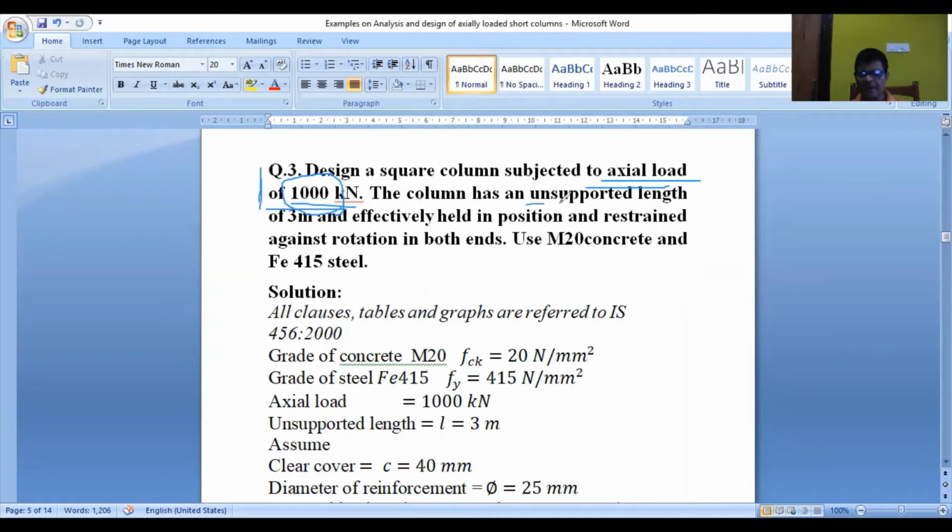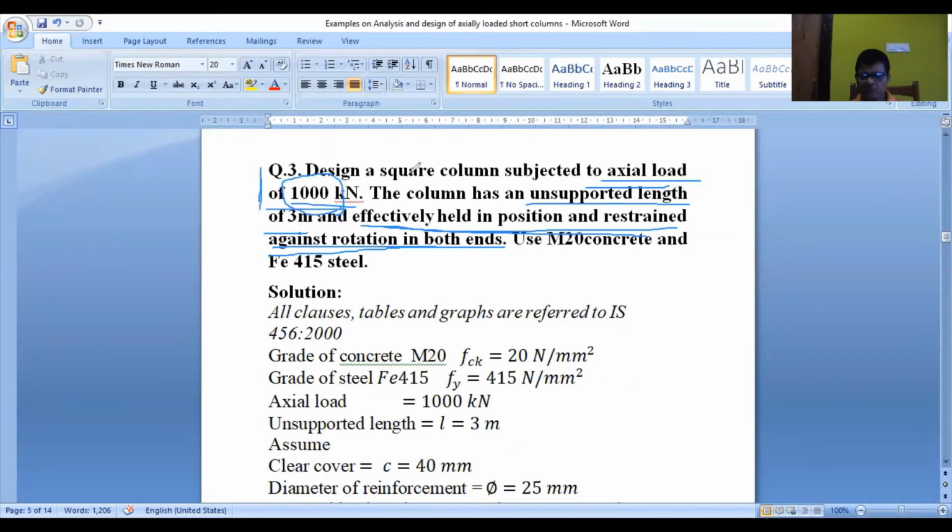The column has an unsupported length. Now in this question you see this unsupported length is given as 3 meters, and effectively held in position and restrained against rotation at both ends. So we can go to page number 94. There's Table 28 given on page 94. You can see this table. In this table, the effective length calculation is given. We have discussed it earlier. Against these criteria, effectively held in position and restrained against rotation at both ends, find the recommended values. So depending on the recommended value, find the effective length.